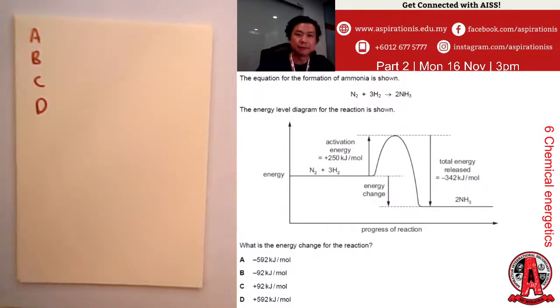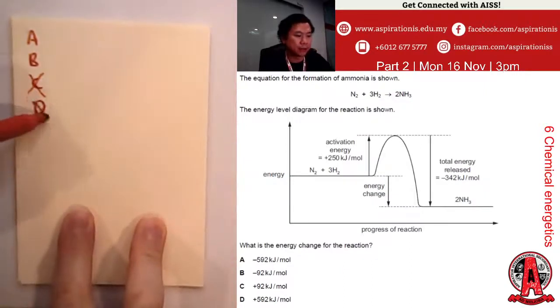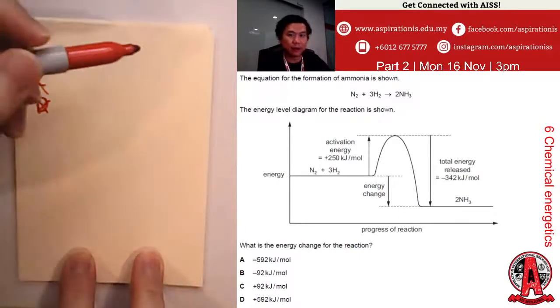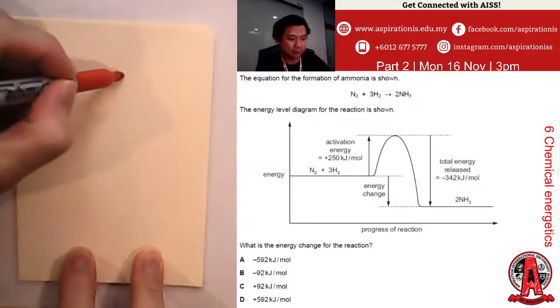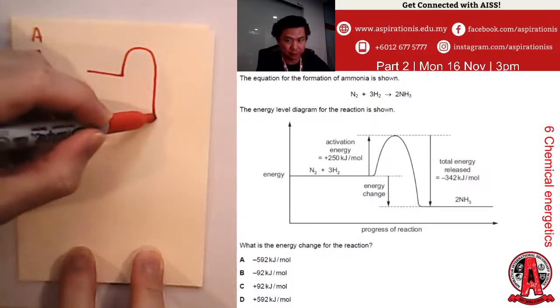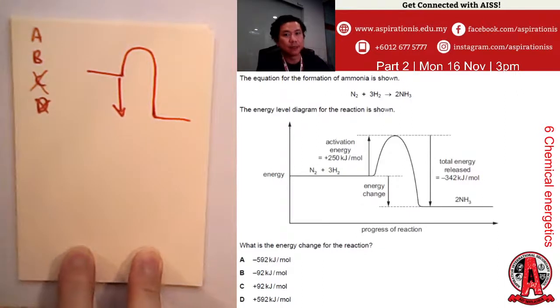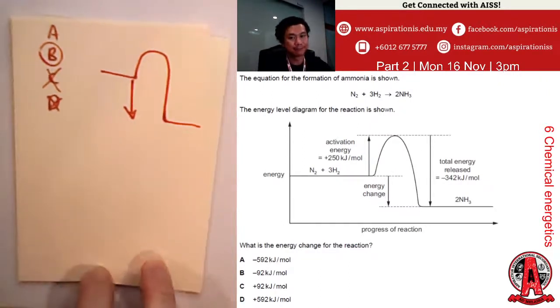Yeah, negative. So now you're down to A and B, right? Since you know that exothermic is negative, the answer is just, yeah, you look at the graph. The energy change is just this bit, so you have to find the difference. You take 250 minus 342, and the answer is B.